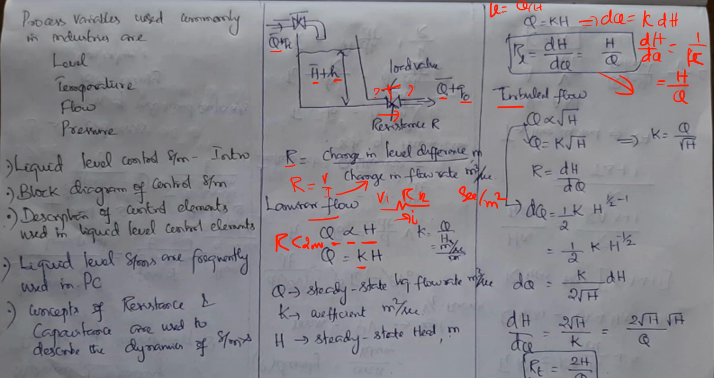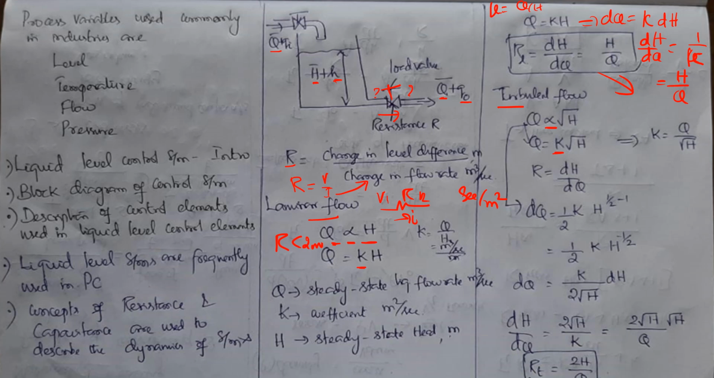Similarly, for turbulent flow, the flow is proportional to the square root of the level. So in order to remove the proportionality, we introduce k. So k is q by root h. Similarly, here also r equal to dh by dq, change in level by change in flow rate.